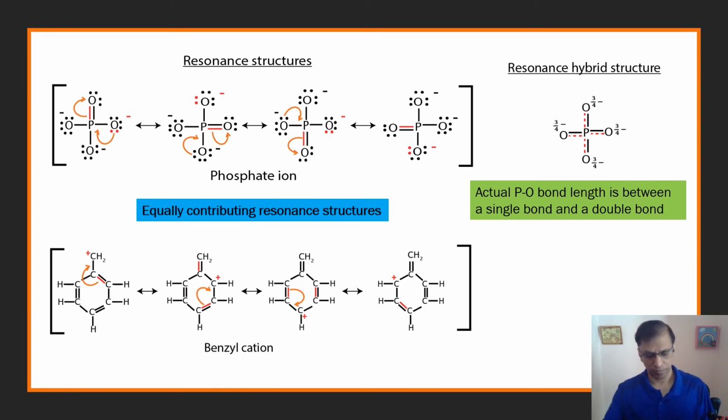So let's look at another example, which is benzyl cation right here. In this case, the positive charge is on a CH2 carbon atom, and it can delocalize into the benzene ring due to the presence of pi bonds right here. So you can draw several resonance structures, and the actual hybrid resonance structure is shown right here. You can see the dotted line showing delocalization of electrons, and the whole molecule will carry a positive charge. It's a cation, benzyl cation. The actual bond length is in between a carbon-carbon single bond and a double bond.